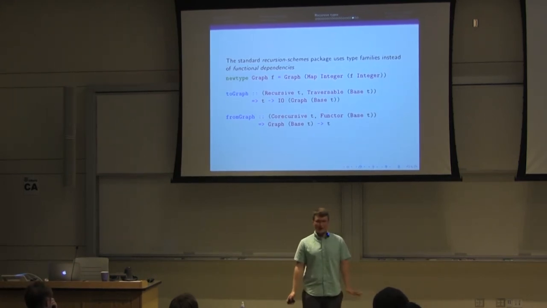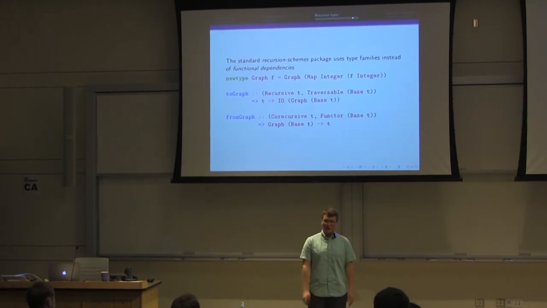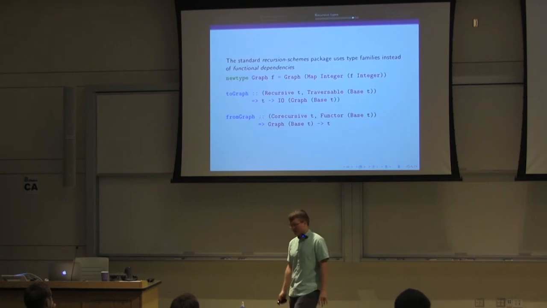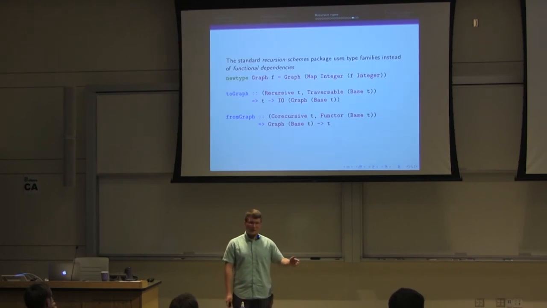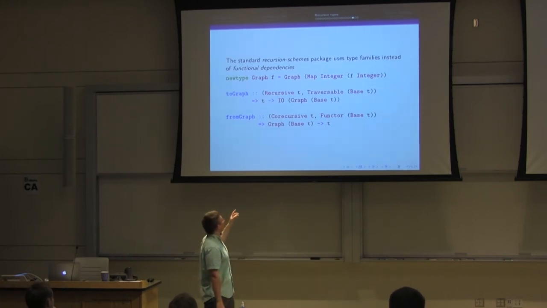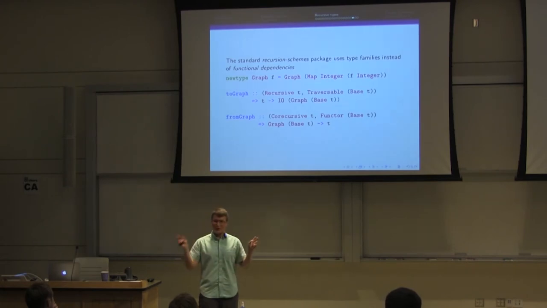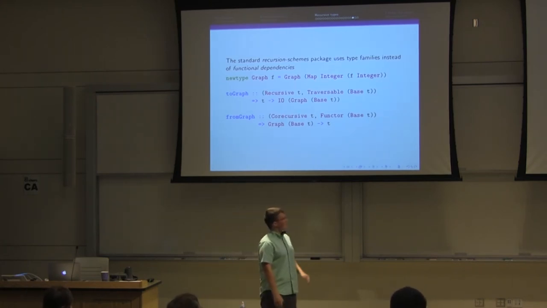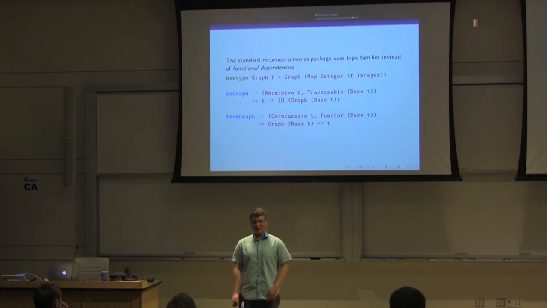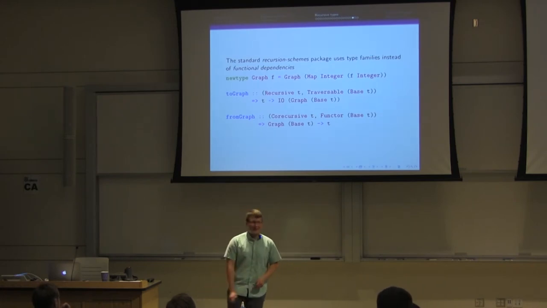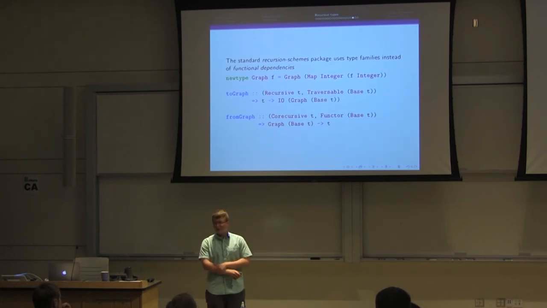Now, the standard recursion-schemes package exposes slightly different Recursive and Corecursive definitions that use type families instead of functional dependencies, which means that for Recursive, there is a type family Base, which gives you this signature functor for any T. So Base T is your signature functor. That's the only difference here, and that's how you would write it in Haskell. However, in PureScript, you actually have a definition using functional dependencies. And in Scala, I guess you would use some sort of Aux pattern or something like that.